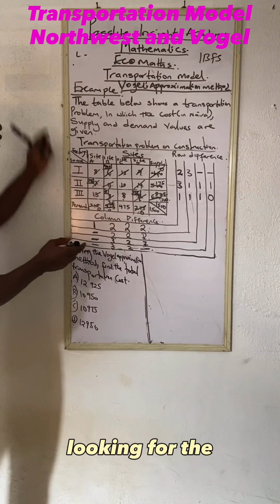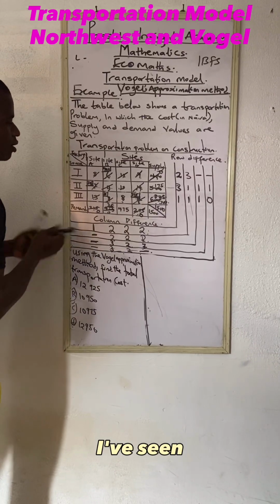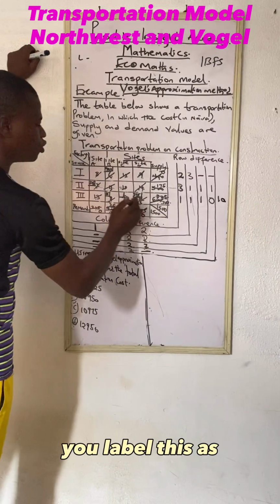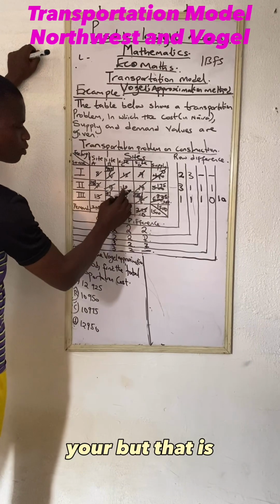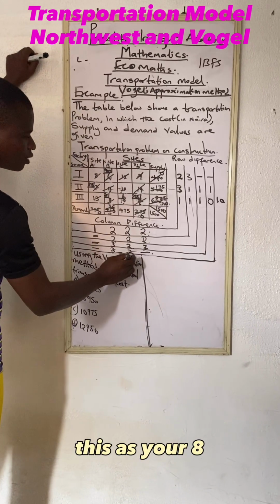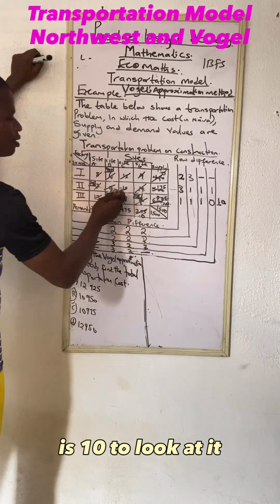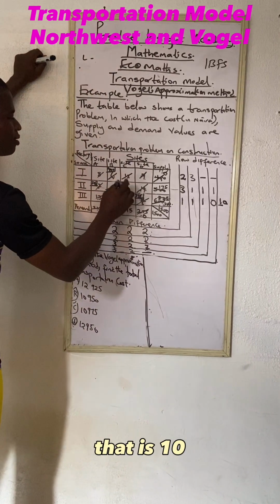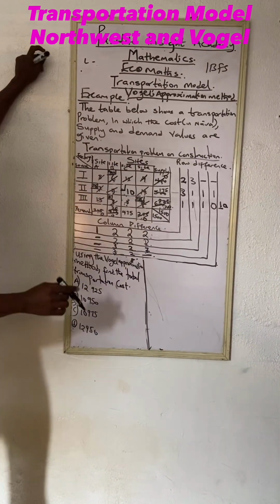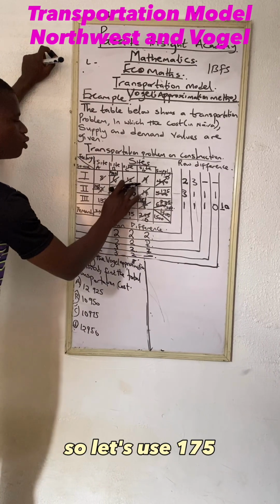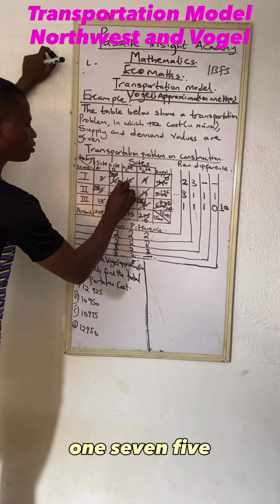8. So then we are looking for the one to start. We start from the lowest one and see. So that is 8. If you label this now, you label this as your 10, and you label this as your 8. So the highest number is 10. So let me start from the highest number. That is 10. Let me start from this 10. So let's go. What do you have there? Under 10, 175. So let's use 175.